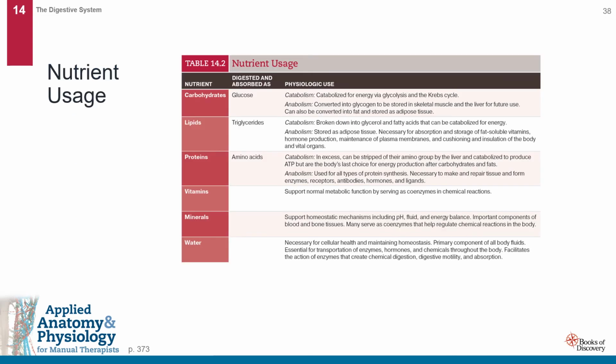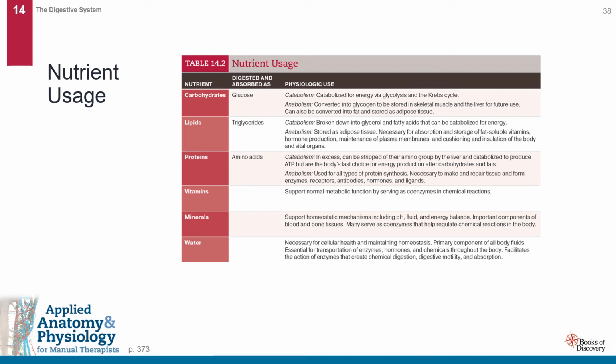So let's take a look at nutrient usage according to our table here, table 14.2. The table is broken down in terms of the actual nutrients, beginning with carbohydrates. Then we have lipids, we also have proteins, vitamins, minerals, and water. Carbohydrates are digested and absorbed as glucose. Physiologically, they are catabolized for energy via glycolysis and the Krebs cycle. And they are also converted into glycogen to be stored in skeletal muscle and the liver for future use.